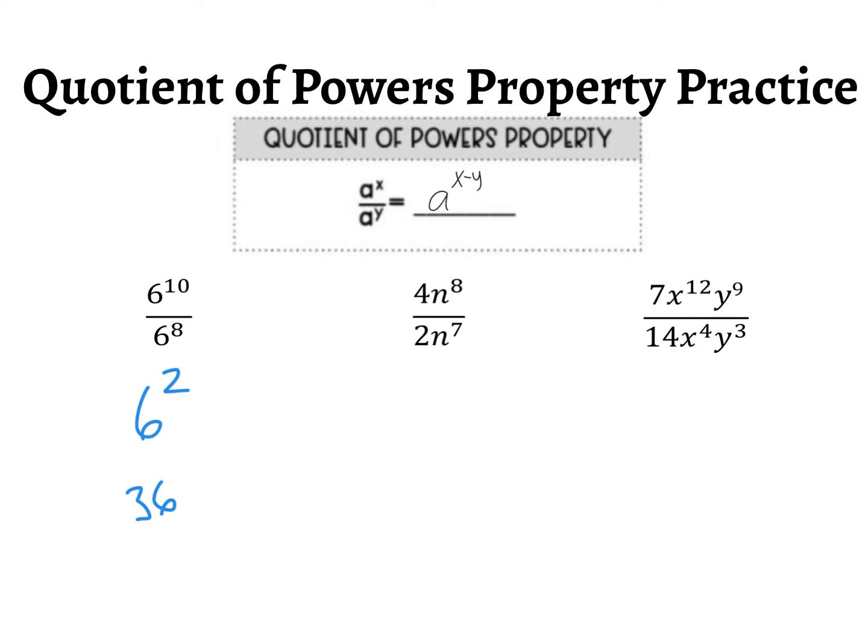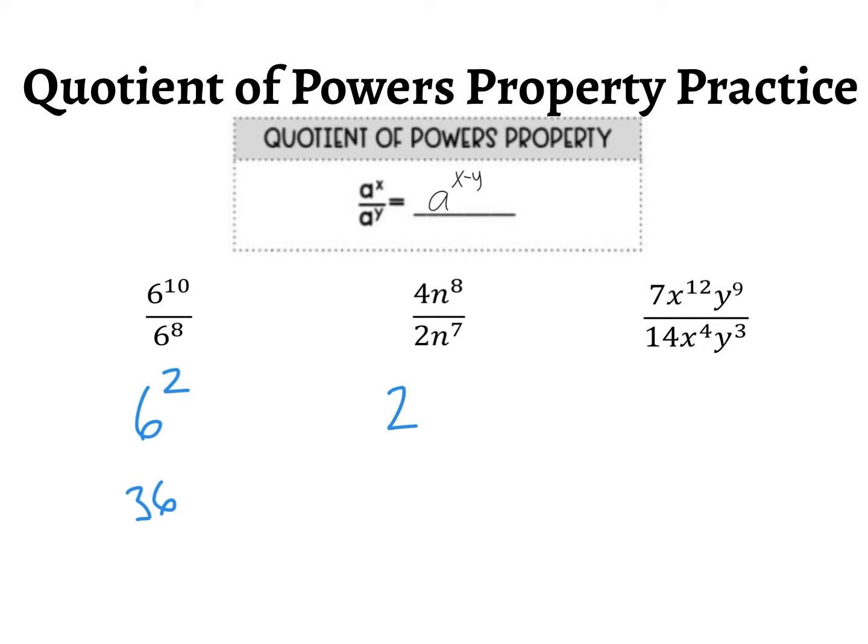This process is a lot faster than doing the expanded form: 6 times 6 times 6 times 6, 10 different times, divided by 6 times 6 times 6, 8 different times. That's just too much of a process. So we can use this property to subtract and simplify it much faster. In this next example, notice how we have a 4 and 2. These coefficients are really just numbers. I can always divide those two separately and then subtract the exponents from each other. So 4 divided by 2 is really just 2.